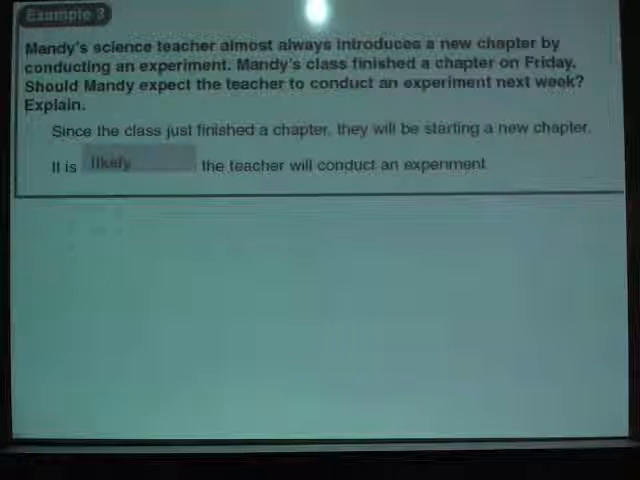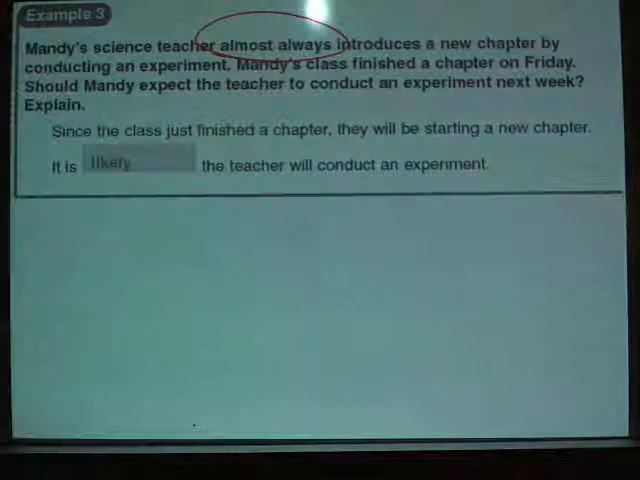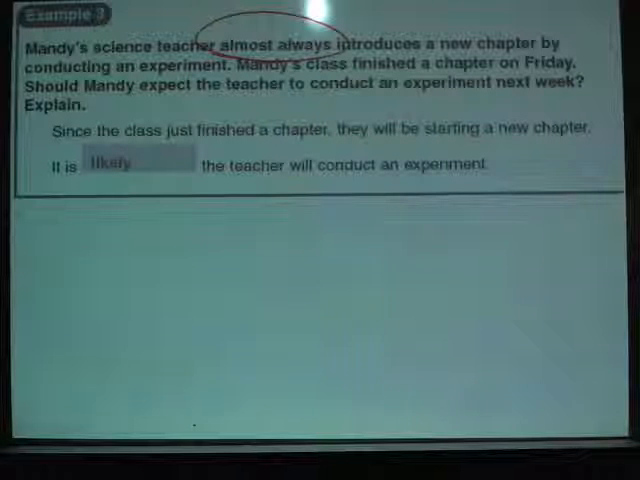Mandy's science teacher almost always introduces a new chapter by conducting an experiment. Mandy's class finished a chapter on Friday. Should Mandy expect the teacher to conduct an experiment next week? Explain. So they're asking us to use the same keywords that we used a couple of examples ago. Key phrase here is that she almost always introduces a new chapter by conducting an experiment here. Well, if she almost always does that, that means there's a pretty good chance she's going to do it. There's that real small chance she may not.